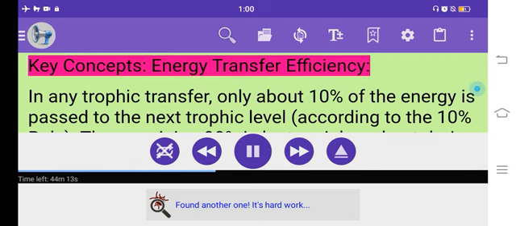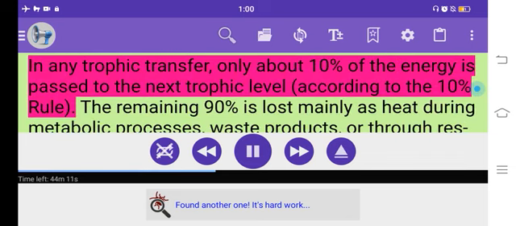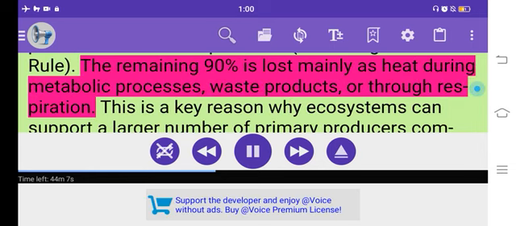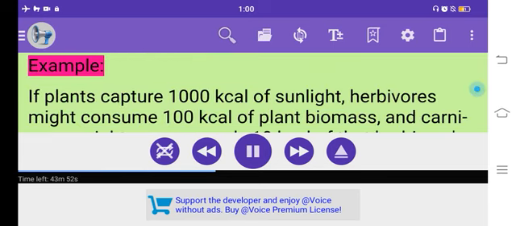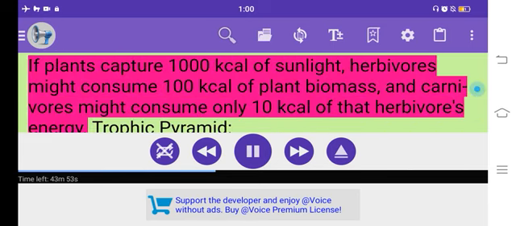Key concepts: energy transfer efficiency. In any trophic transfer, only about 10% of the energy is passed to the next trophic level according to the 10% rule. The remaining 90% is lost mainly as heat during metabolic processes, waste products, or through respiration. This is a key reason why ecosystems can support a larger number of primary producers compared to higher level consumers. Example: if plants capture 1 kcal of sunlight, herbivores might consume 100 kilocalories of plant biomass, and carnivores might consume only 10 kilocalories of that herbivore's energy.